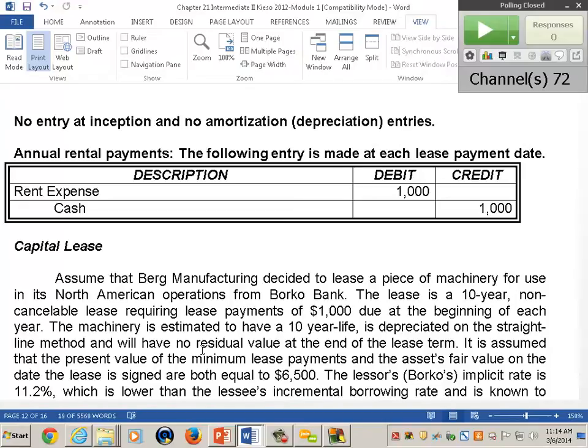When you have a simple operating lease, if you remember, you had lease payments of $1,000 a year for X number of years, whatever it was. But when it's an operating lease, you debit rent expense, credit cash, and that is it. The primary issue is that by using the operating method, it keeps the asset off the books, and it keeps the debt off the books of the lessee.